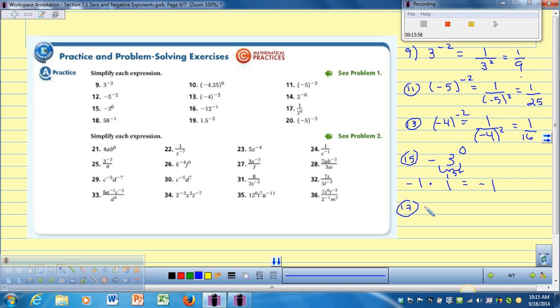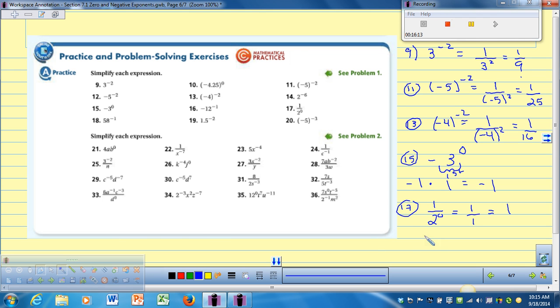Let's look at 17. 1 over 2 to the 0. Well, what is 2 to the 0? 1. So we have 1 over 1, that is 1. All right, 19.